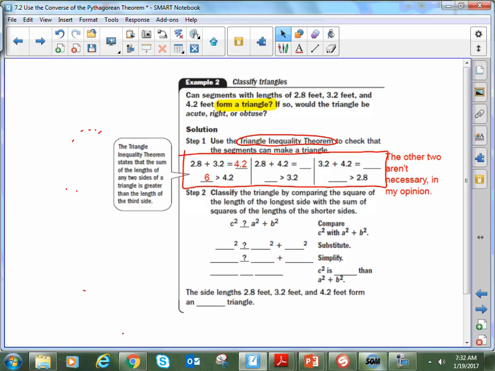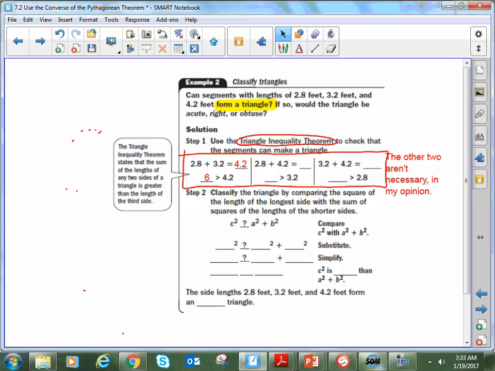If the two smaller sides are bigger than the third side when you add them together, then you don't need to worry about any other combination. So that's why I'm only really looking at the first combination. I'm going to take the two smaller numbers, add them together, and see, is it bigger than the third side? And since it is, the other two checks are not necessary. So I'm not going to worry about the other two.